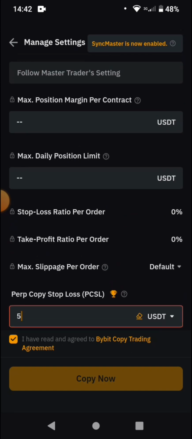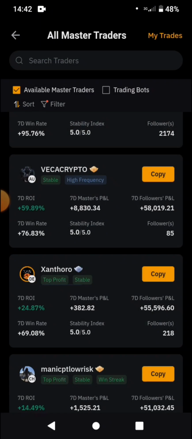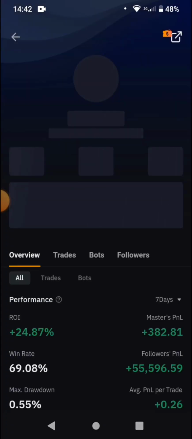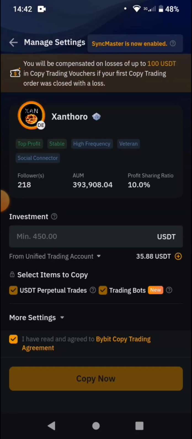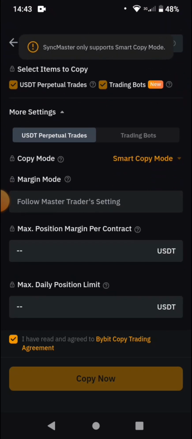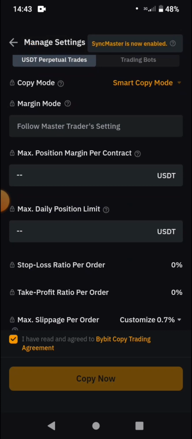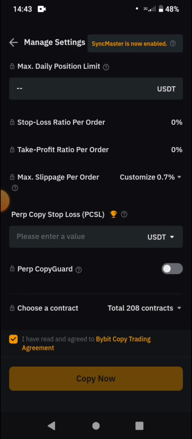So you need to set all this before you press copy now. If you tap in here and you want to enter, you press copy. When you press copy, you are going to see more setting at the bottom here. After you have entered the amount, the first thing you need to do is come to more setting. After more setting, you go ahead and enter the amount of margin you want to be using, the amount of money you want to lose per day, and the number of trades you want to enter. All right, the stop loss and everything.